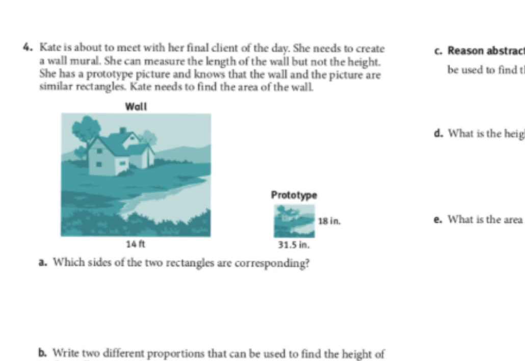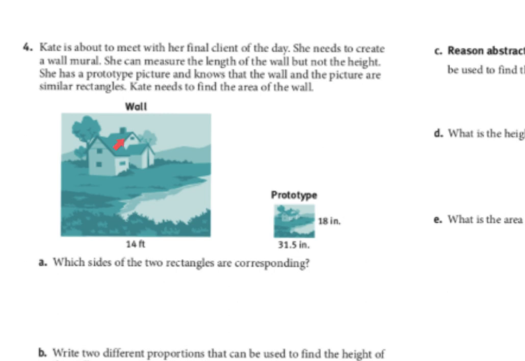Let's look at number 4 in our notes. So Kate is about to meet with her final client of the day. She needs to create a wall mural. She can measure the length of the wall, but not the height. She has a prototype picture and knows that the wall and the picture are similar rectangles. Kate needs to find the area of the wall.